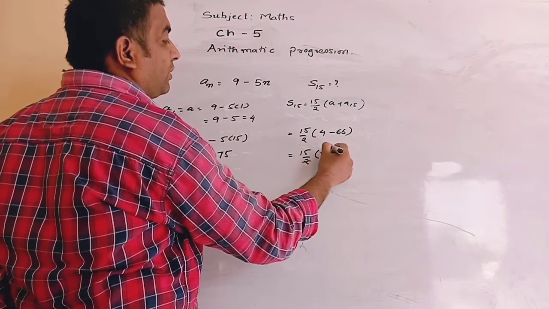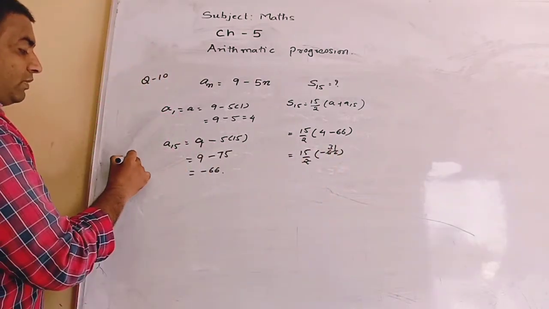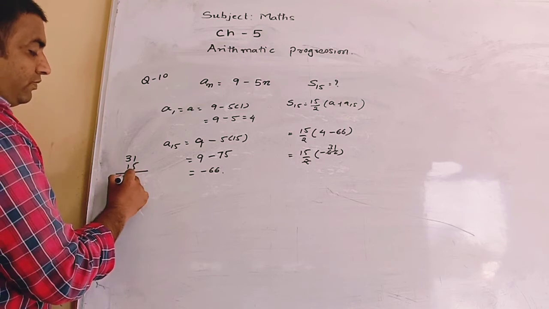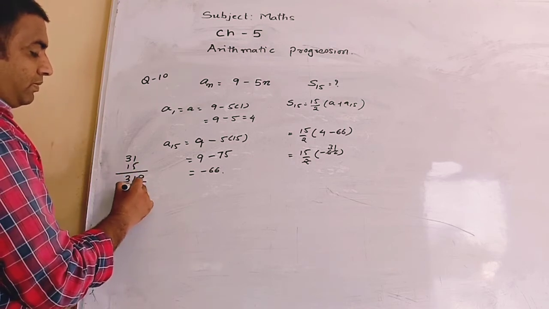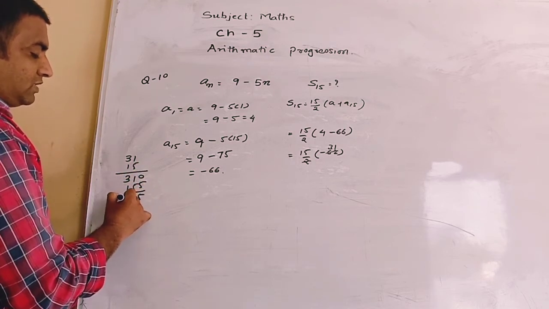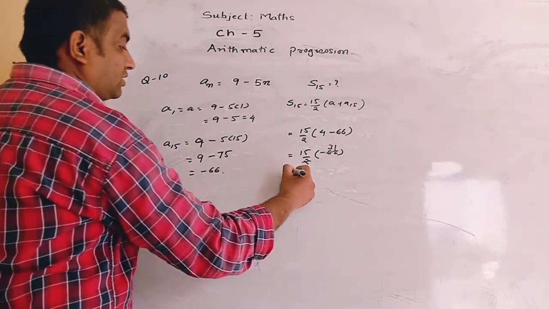2 will simplify to 31, and so 31 into 15 we do. Then 310 and 155, so 465, and the answer is minus 465.